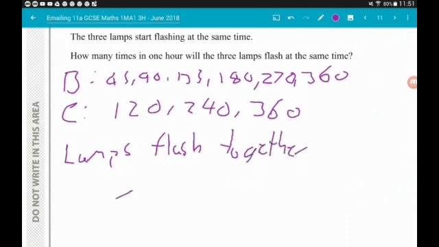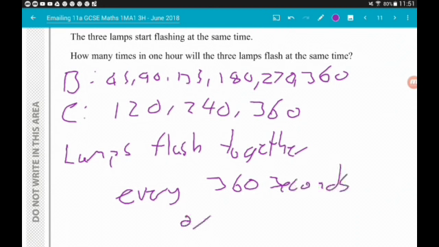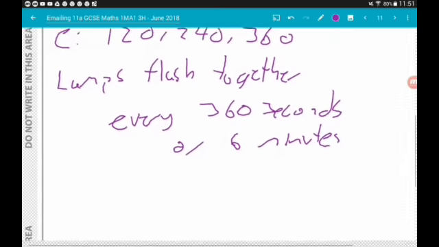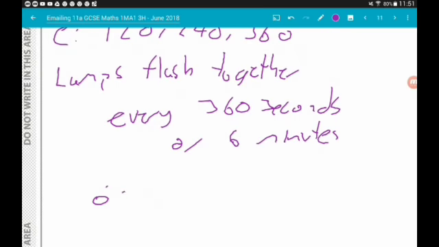So the lamps flash together every 360 seconds or 6 minutes. 60 seconds in a minute, remember. So an hour is 60 minutes. So 60 divided by 6 is 10.